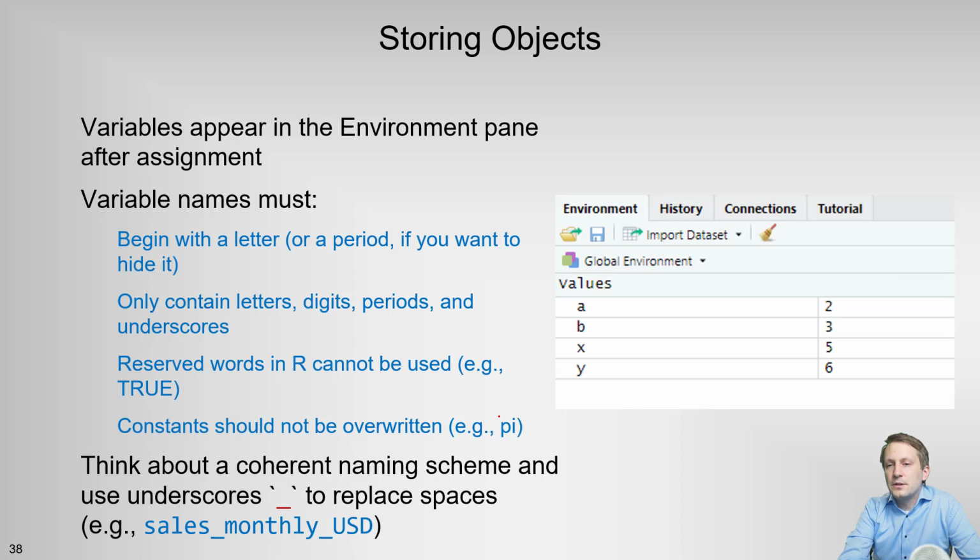Think about a coherent naming scheme as you work on a larger project and you develop functions or work on the data analysis, because that will help you, your future self, and others to understand what you're trying to achieve by setting up these different variables. Again, make proper use of underscores, of snake case, to have very clear variable names.